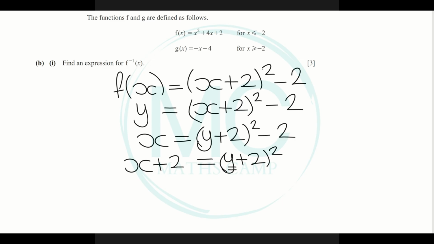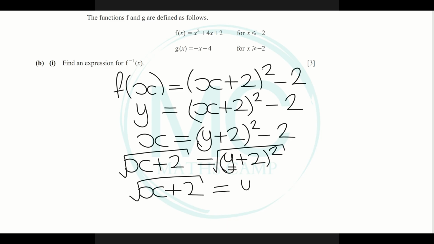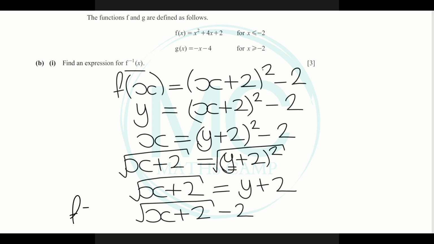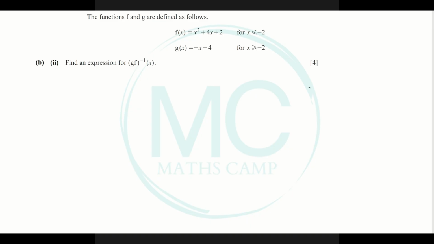To get y by itself, we have to get rid of the squared bracket. So let's square root, which means we square root this side as well. Now we have the square root of x plus 2 is equal to y plus 2. To get y by itself, let's move 2 to the left. And we get the square root of x plus 2, minus 2. This is equal to y. But the question asks us to leave our format with f to the negative 1 of x. So I can say f to the negative 1 of x is equal to this, and this is the equation for the inverse function.